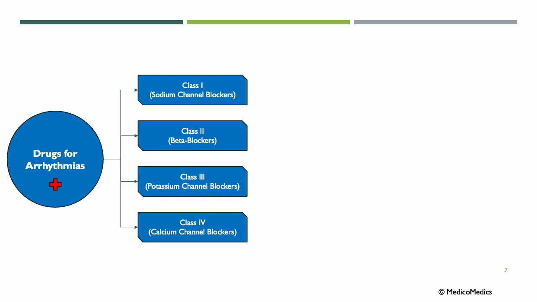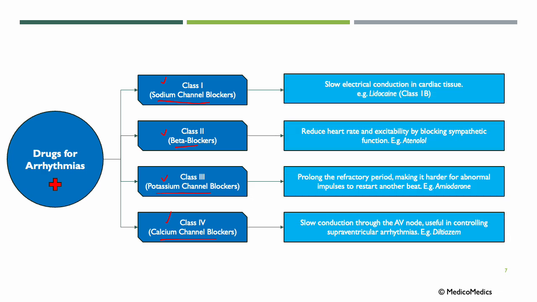Here we have class 1, class 2, 3, and 4. So class 1 are the sodium channel blockers, class 2, beta blockers, class 3, potassium channel blockers, and class 4, the calcium channel blockers. The class 1 drugs are sodium channel blockers. They slow electrical conduction in the cardiac tissue. An example is lidocaine, which is class 1B, often used in ventricular arrhythmias.